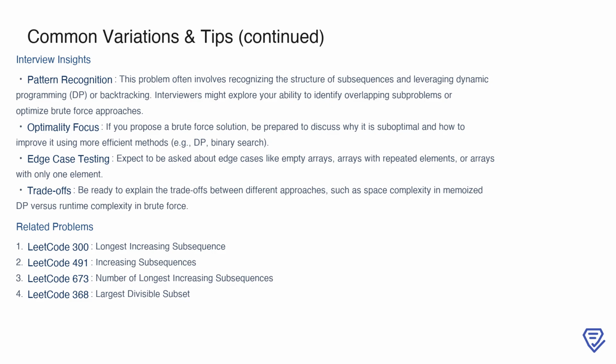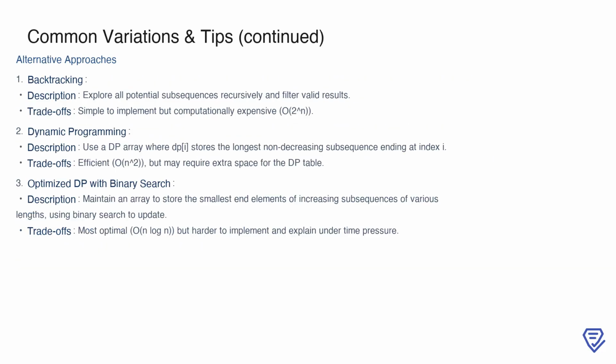Related problems you may want to review include the longest increasing subsequence problem, the number of longest increasing subsequences, and the largest divisible subset. Now let's consider some alternative approaches to solving this problem. The first is backtracking, where you explore all possible subsequences recursively and filter out the valid ones. While this method is straightforward to implement, it has a computational complexity of 2 to the power of n, which makes it inefficient for large input sizes.